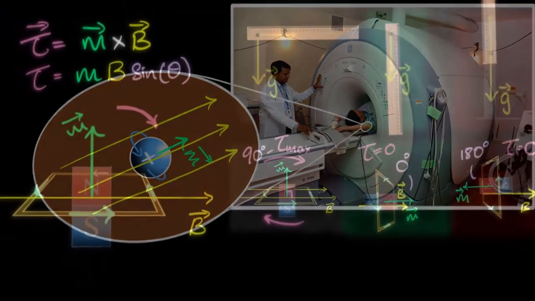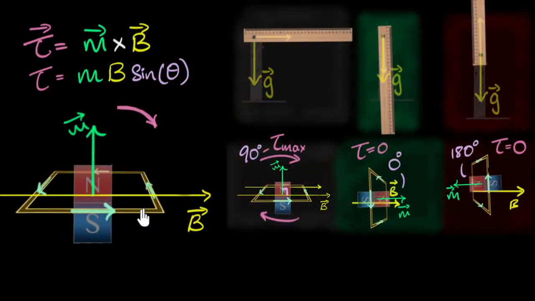Amazing, right? So long story short, current carrying loops behave like magnetic dipoles, and when they are kept in an external field, there's a torque that acts on them, and the torque basically tries to align the magnetic moment along the magnetic field, which is why when they are perpendicular, you get the maximum torque, and when it's aligned at 0 degrees, you get the minimum torque, stable state, lowest energy. And when we are anti-aligned or anti-parallel, again you get 0 torque, but that's the highly unstable equilibrium state.